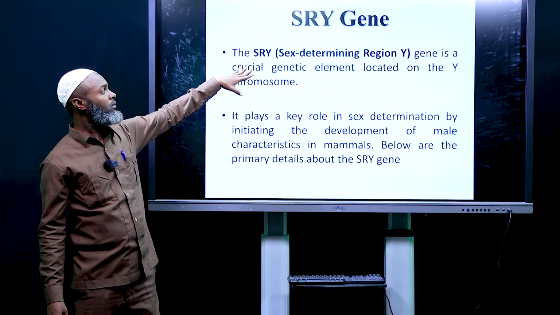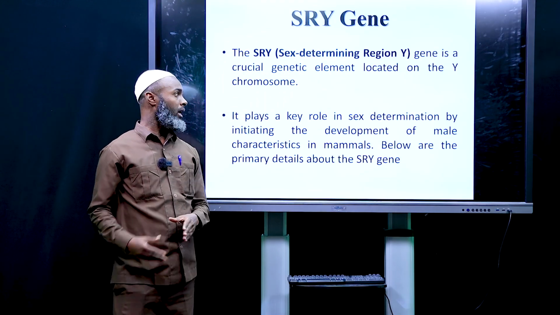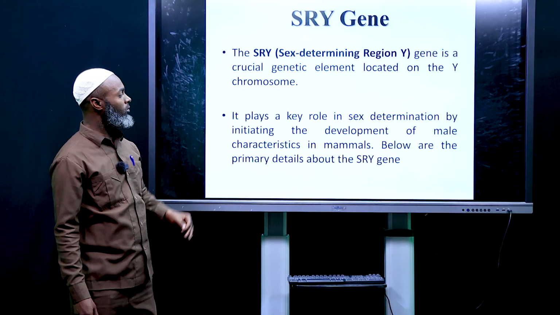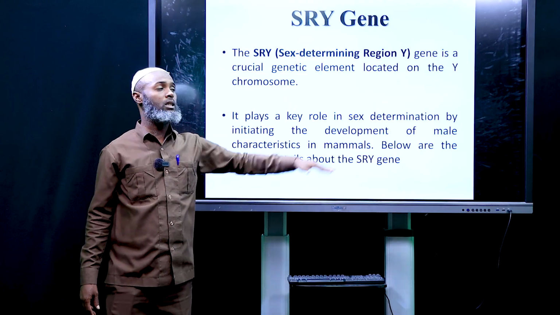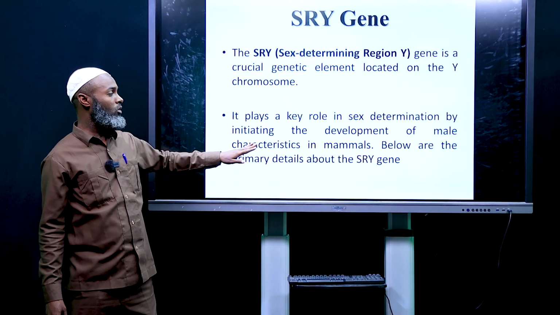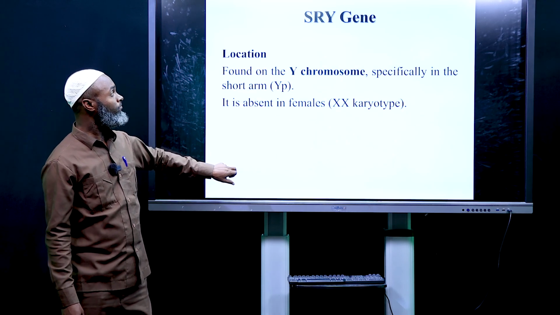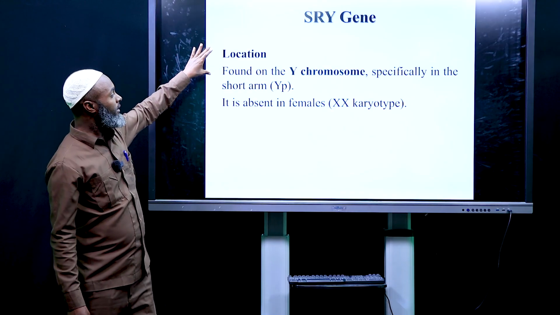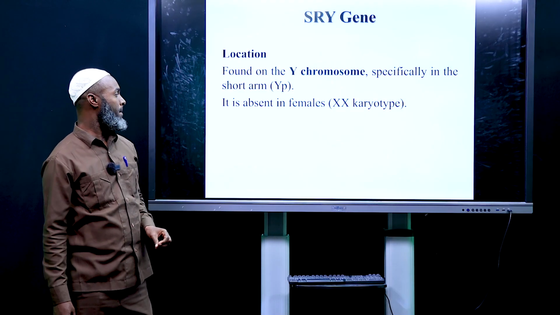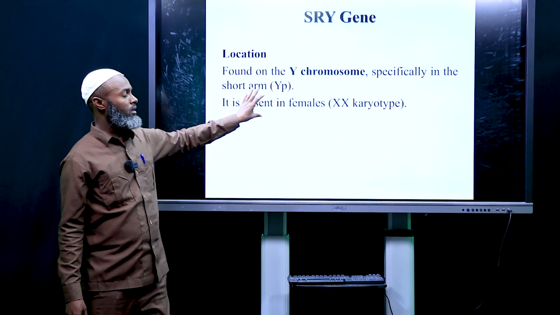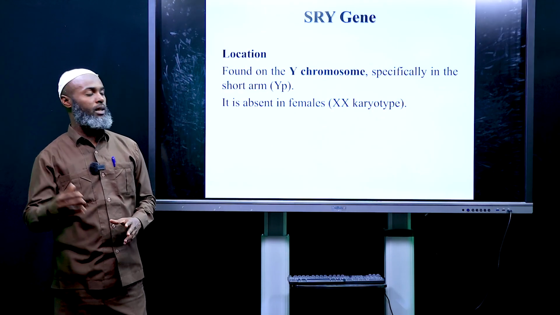Sex-determining genes are genes that are important and expressed on the Y chromosome. They are located on the Y chromosome. Their key role in sex determination is initiating the development of male characteristics in mammals. It is located on the Y chromosome, specifically on the short arm, Yp. It's absent in females because females have XX chromosomes, no Y chromosome.